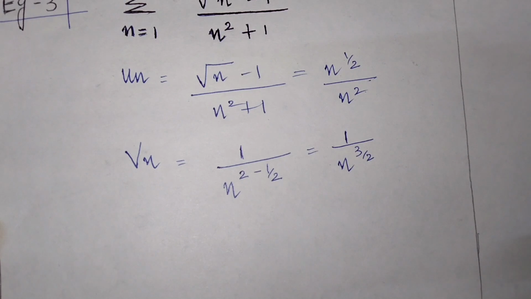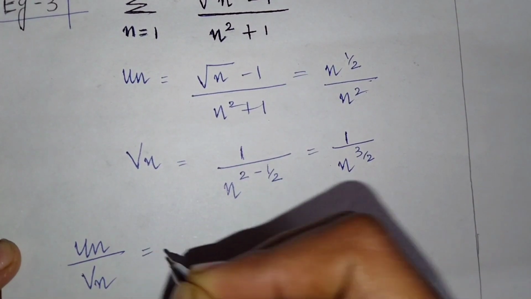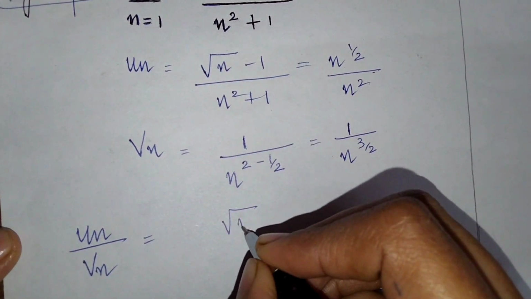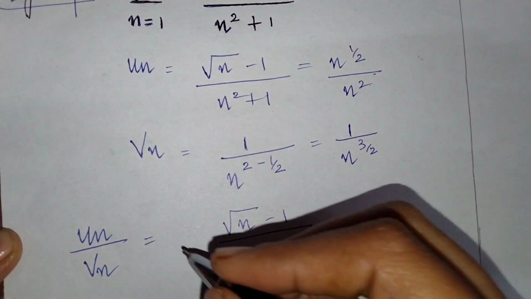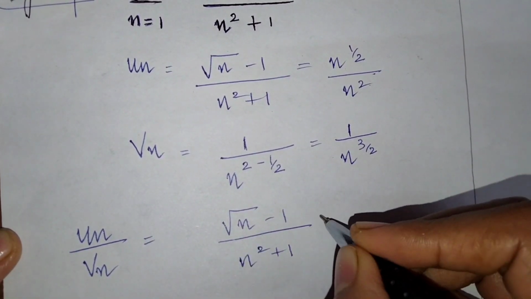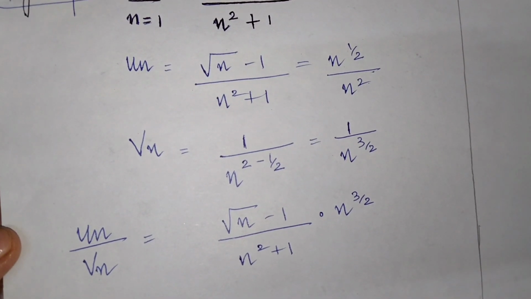So now according to comparison test, if we take the ratio of un and vn, then we get root n minus 1 upon n square plus 1, and this n raised to 3 by 2 will be in the numerator part.